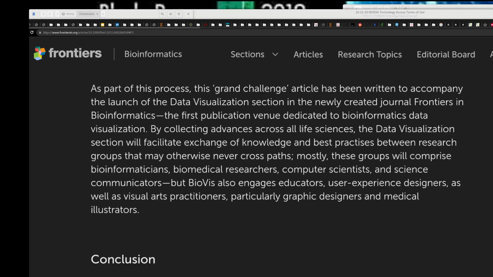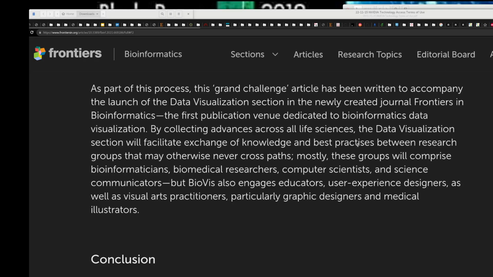By collecting advances across all life sciences, the data visualization section will facilitate exchange of knowledge and best practices between research groups that may otherwise never cross paths. Mostly, these groups will comprise bioinformaticians, biomedical researchers, computer scientists, and science communicators, but BioVis also engages educators, user experience designers, as well as visual arts practitioners, particularly graphic designers and medical illustrators.